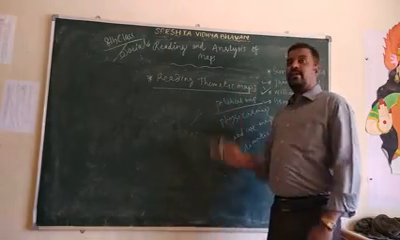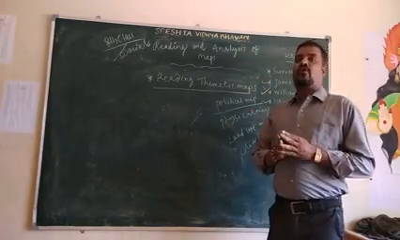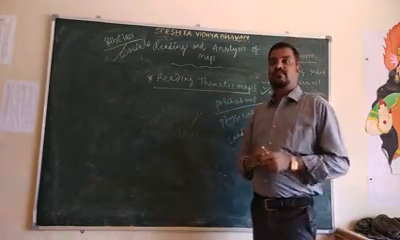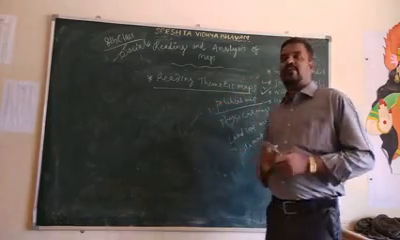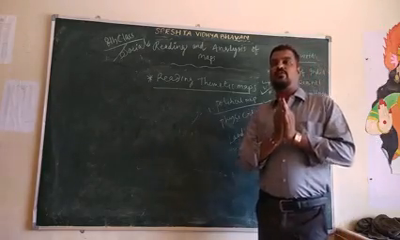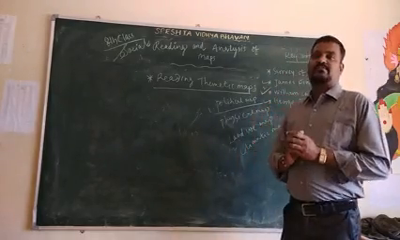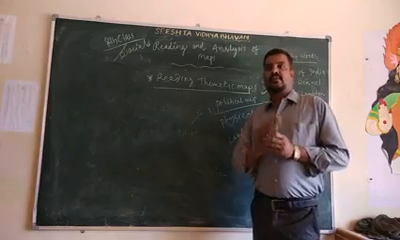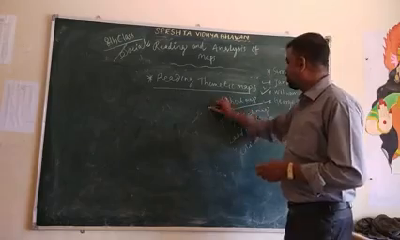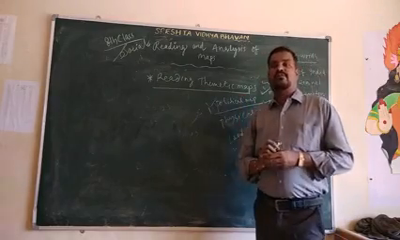Reading thematic maps means usually a map focuses on only one aspect, and that is called a thematic map. Here one example is the political map. A political map gives information only about countries, country capitals, states, mandals, and districts. Only this information is given by the political map.